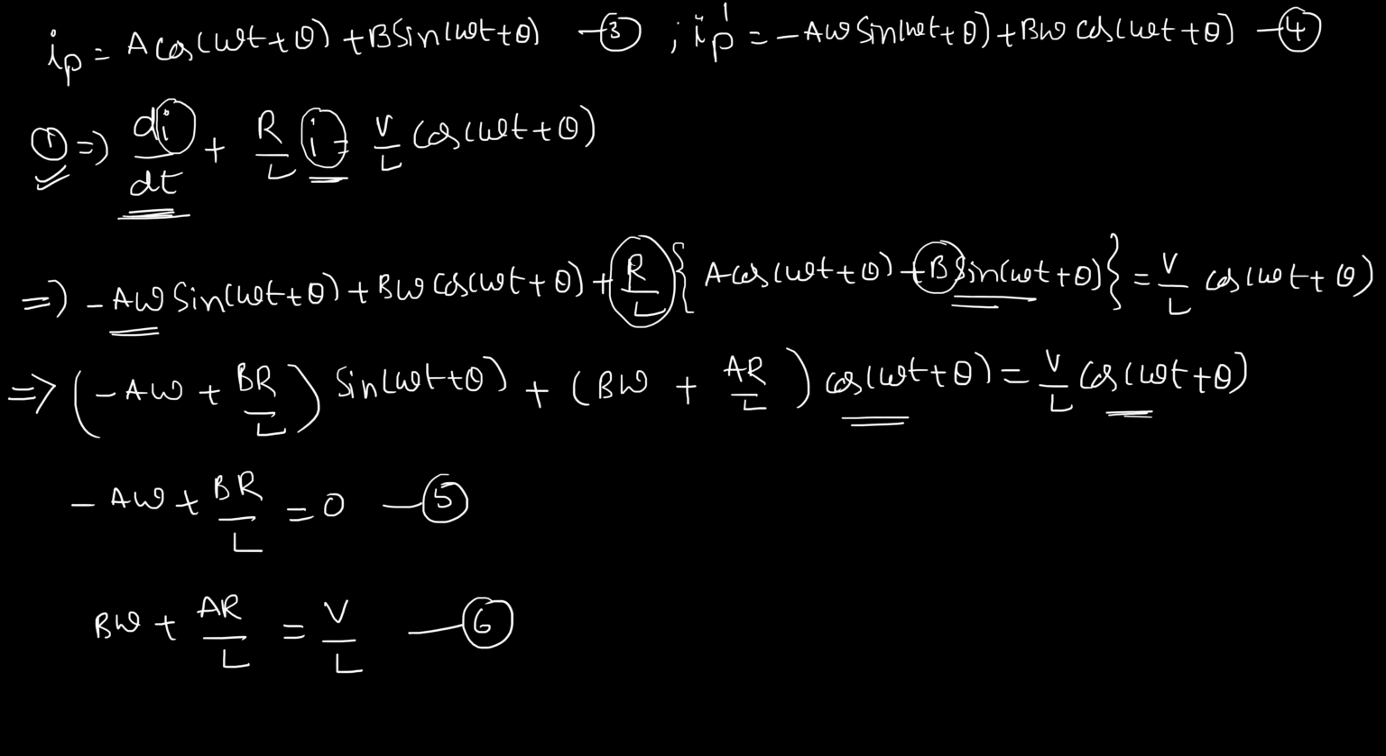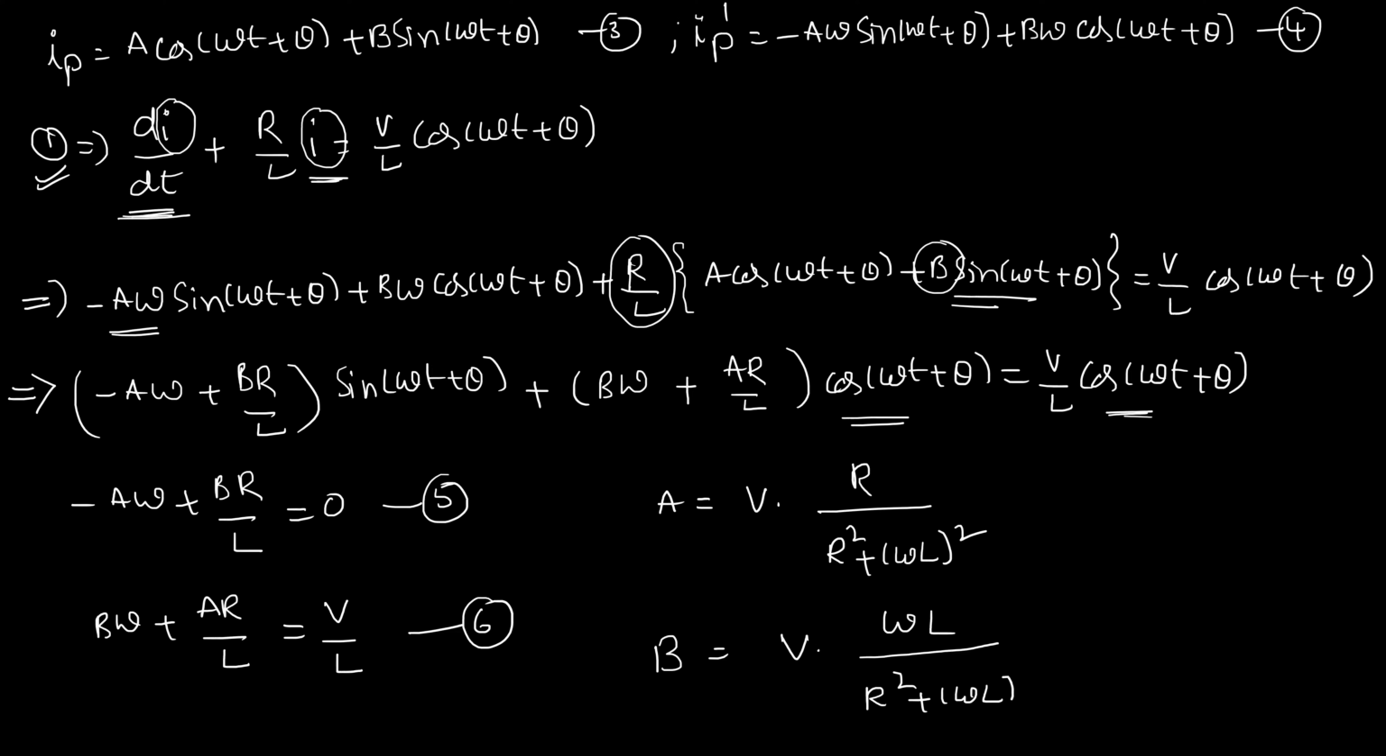Here I am writing the A and B expressions directly. A will be V·R/(R² + (ωL)²). And B will be V·ωL/(R² + (ωL)²). These are very important. Please try for the A and B expressions, and if you don't know how to solve equations 5 and 6, you can comment so that I can answer.